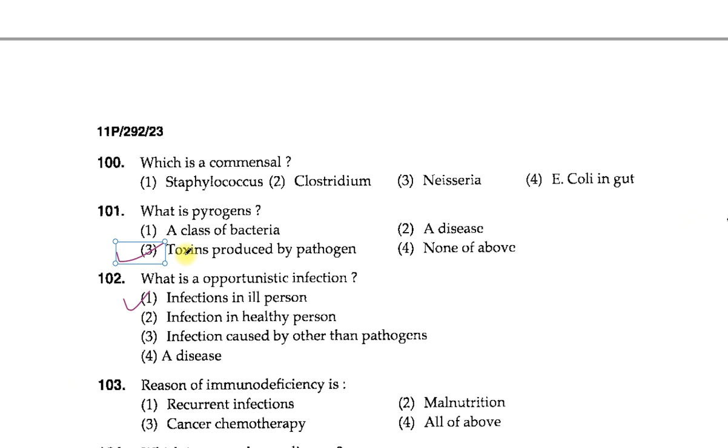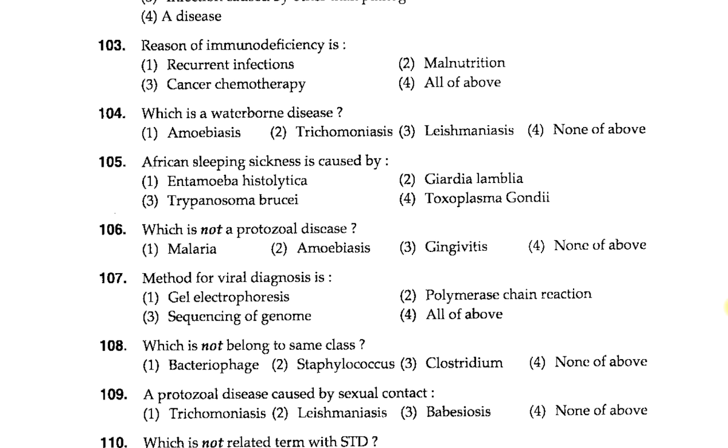Next question is question number 103. Reason for immunodeficiency is: 1. Recurrent infection, 2. Malnutrition, 3. Cancer chemotherapy, 4. All of the above. The option 4, all of the above, is correct. Immunodeficiency means that in the immunodeficient person, the immune system is not working properly. So all of these conditions are responsible for the malfunctioning or the deficiency of the immunity.